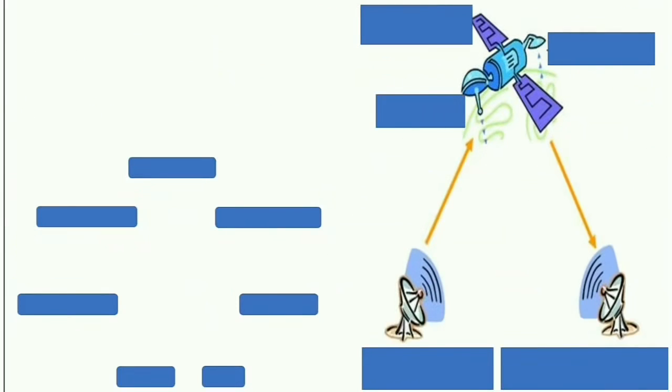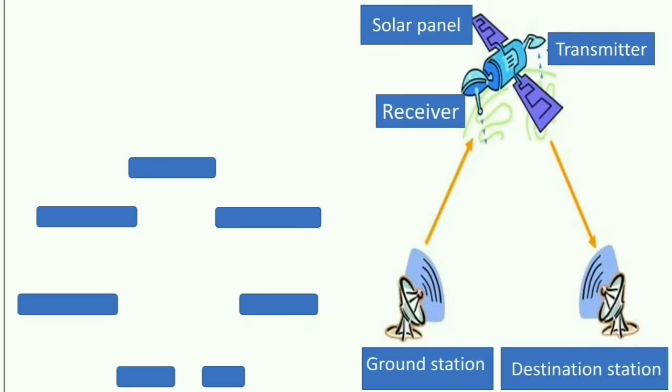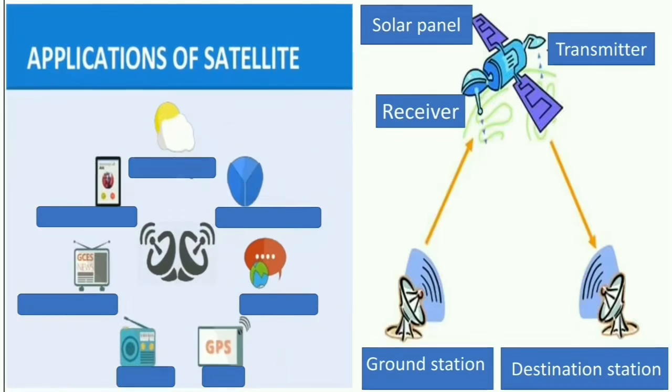Now we will see what are the various parts of satellite. Satellite has solar panel, receivers and transmitters. From the ground station, the signals are picked up by the receiver and transmitted through the transmitter to the destination station.